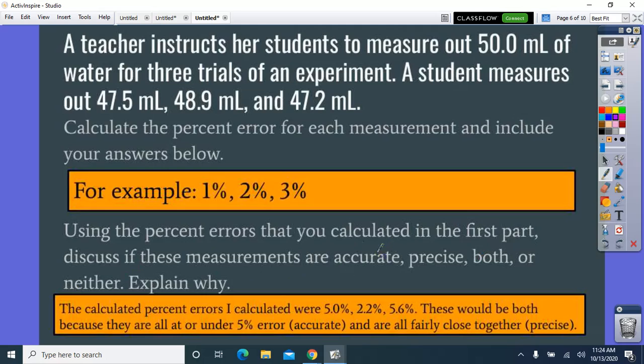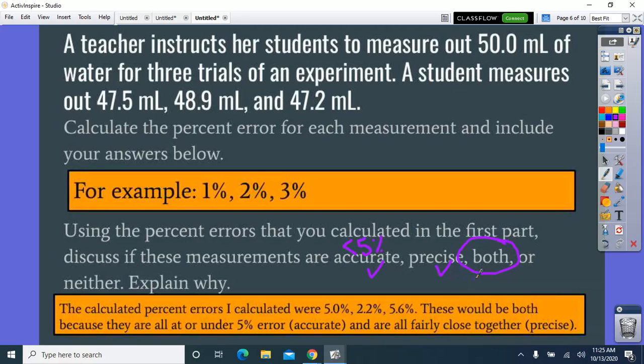So just a reminder that accurate, so if it's correct, we're looking at something that's less than, generally, 5%. So these are all about 5% or under 5%. So we're going to say yes, definitely accurate. Precise is if they're all relatively close together. All right, so I don't have any that are 20% or 50%. They're all pretty close together, right? They're all within 3% of each other. So I'm going to say yes, it's precise. So my answer for this one would actually be both.